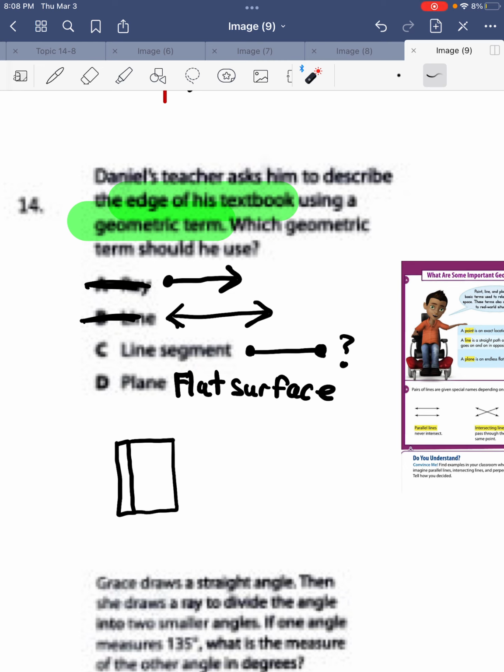Next, plane, a flat surface. My edge is at the edge of a book. This is not a flat surface because it's the edge, the edge of his textbook. So it cannot be D. A flat surface would be like a chalkboard, an erase board, a computer screen. But the edge is not a flat surface, so it cannot be plane. My only answer is a line segment.